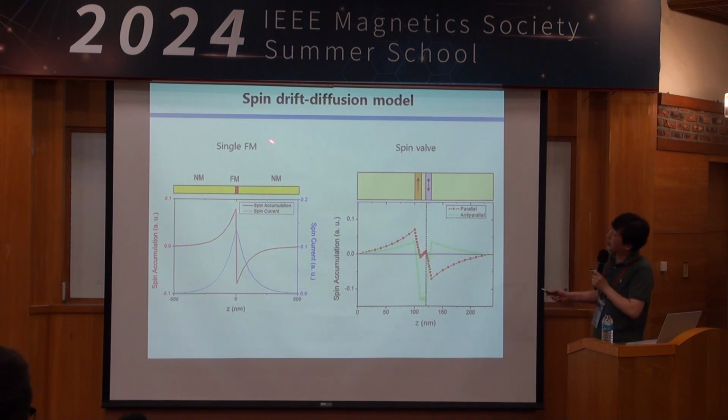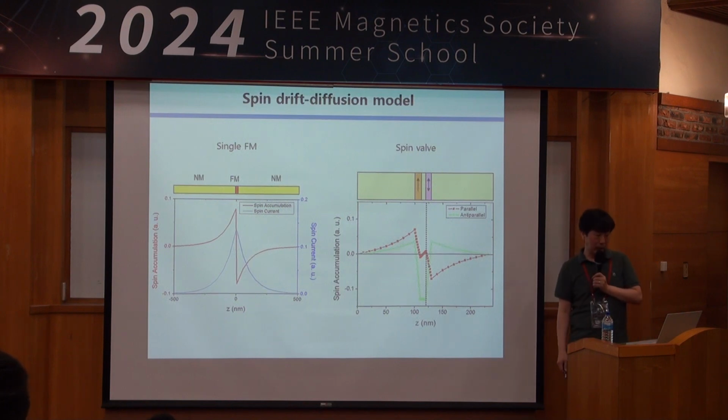So here I solve the spin drift equation for the normal metal, ferromagnet, normal metal trilayers, and here I assume boundary conditions where the spin accumulation is 0 here and there. And you see that the spin accumulation is positive on the left-hand side of the ferromagnet and negative on the right-hand side, and the spin current is maximized near the ferromagnet and decays exponentially because of the spin flip scattering.